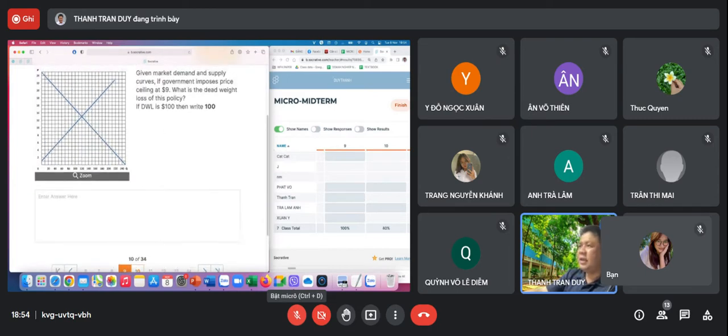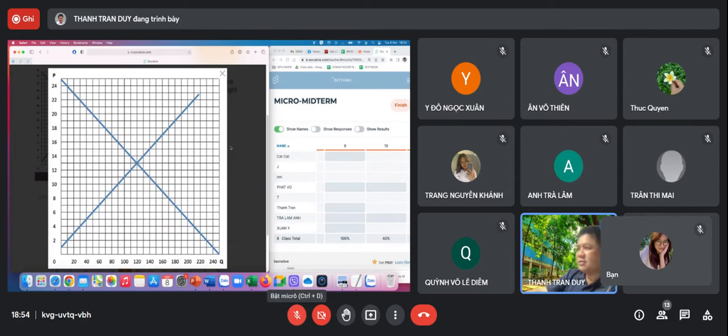Number 10, given market demand and supply, if the government imposes a ceiling at $9, what is the deadweight loss? Can you calculate how much the deadweight loss is? How much?